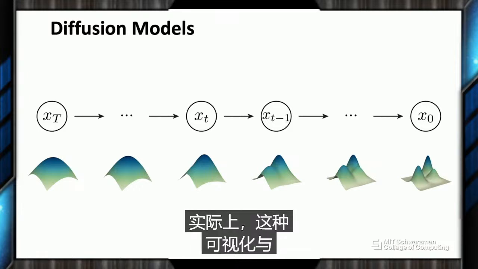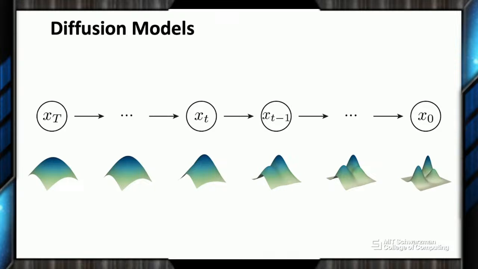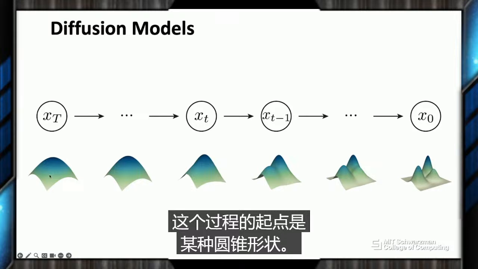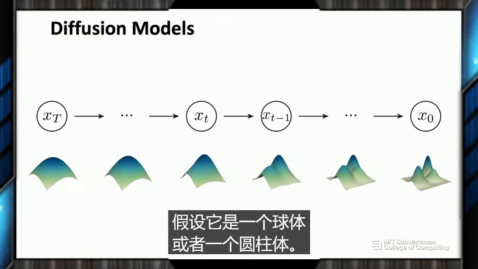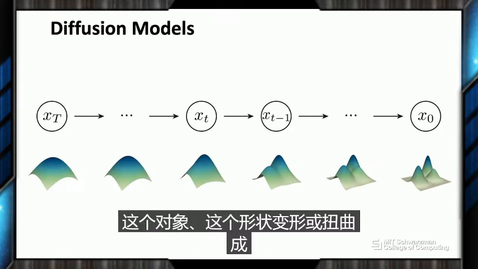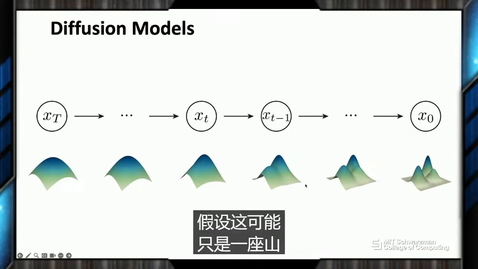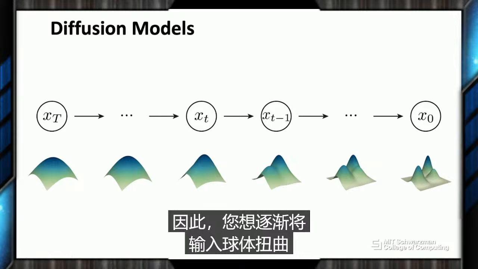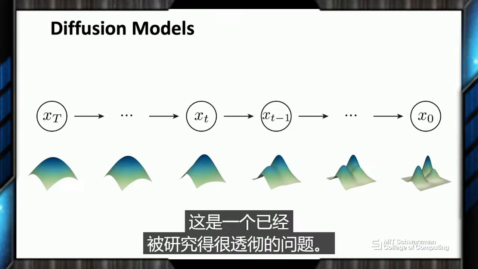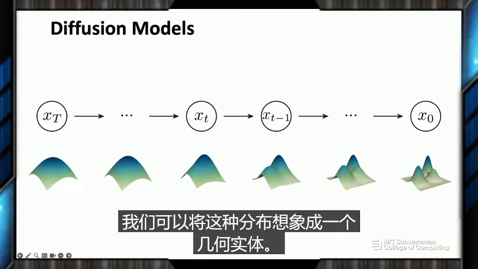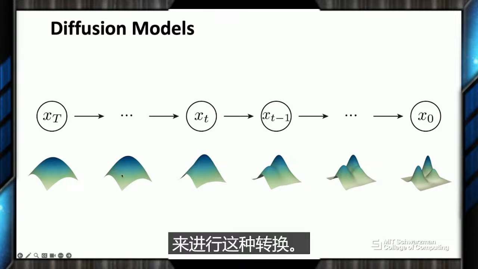So actually, this visualization is very similar to many of the concepts that are popular in graphics. So, for example, you can imagine the starting point of this process is some canonical shape. Let's say it would be a sphere, or it would be a cylinder. Then you want to progressively morph or warp this shape into another shape that you like. Let's say this could be, for example, just a mountain or a bunny. So you want to progressively warp the input sphere to a bunny, and this is a very well-studied problem. So in the case of distribution modeling, we can imagine this distribution literally as a geometric entity, and then you can formulate a process to do this transformation.